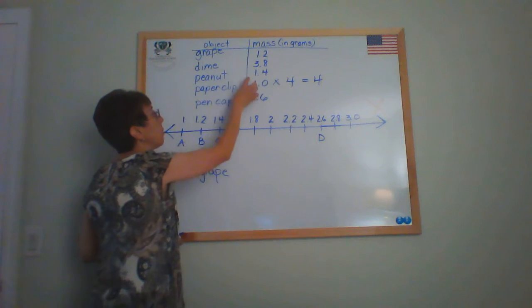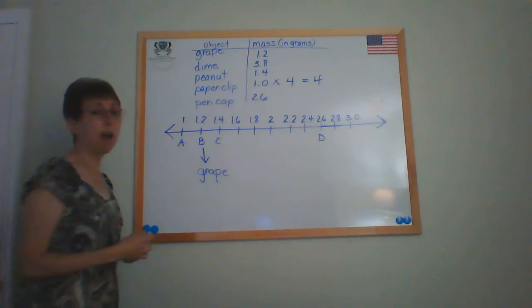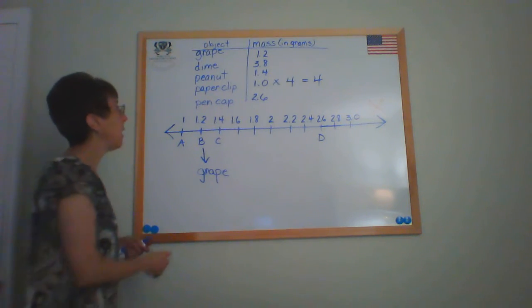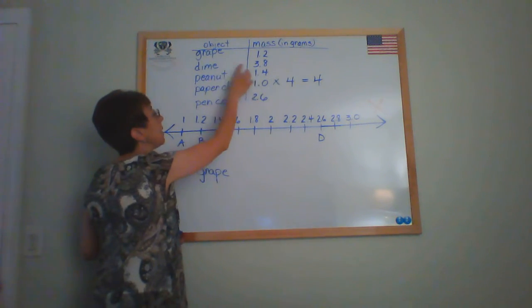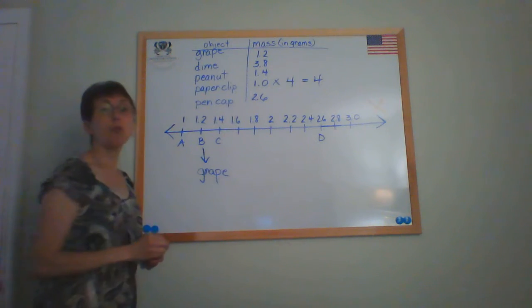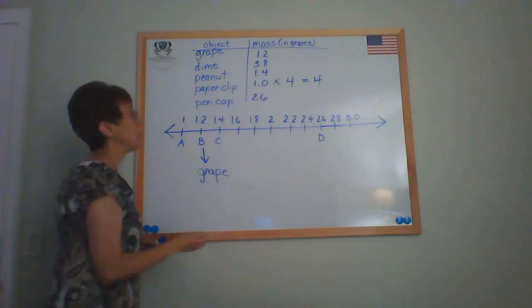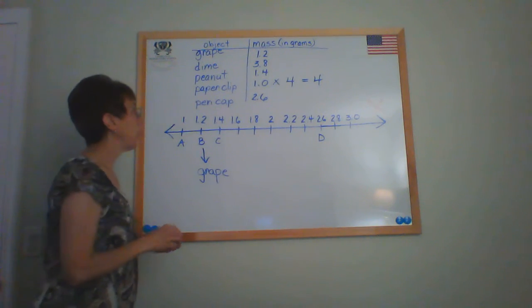And then going through, we look to see which of the other items weighs almost 4 grams. And if we look, we see that the dime weighs 3.8 grams. So that's pretty close to 4 grams.